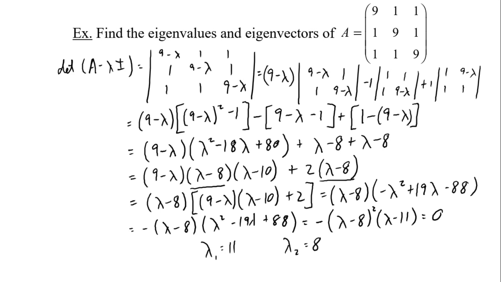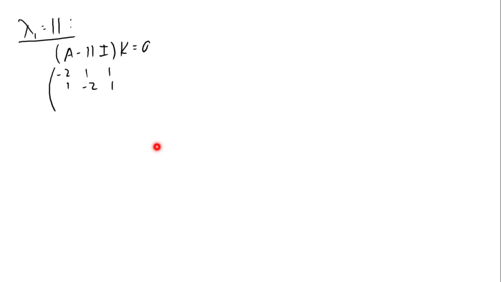Okay, so in this case, we ended up with 2 eigenvalues, one of which repeated twice. Great. Now let's look at the eigenvectors. So for lambda 1 equals 11, we're going to do here A minus 11I times k equals 0. So I'm going to subtract 11 from the main diagonal times k equals 0.